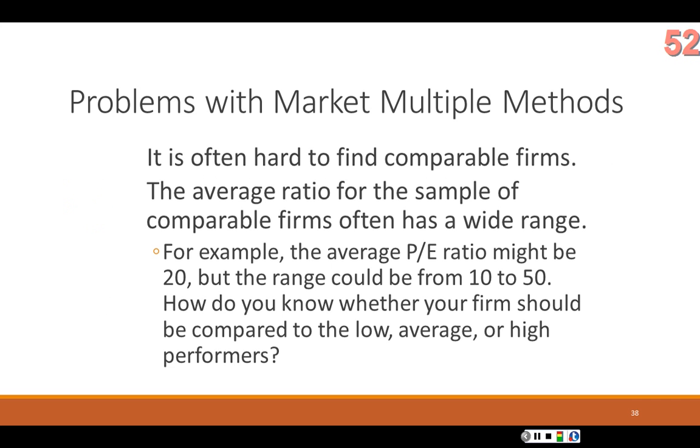The difficulty with market multiple methods is that it's often hard to find comparable firms, and the average ratio of comparable firms may vary drastically. So for example, the average price earnings ratio might be 20, but the range could be from 10 to 50. So how do you know if you should compare to the low, average, or high performers?